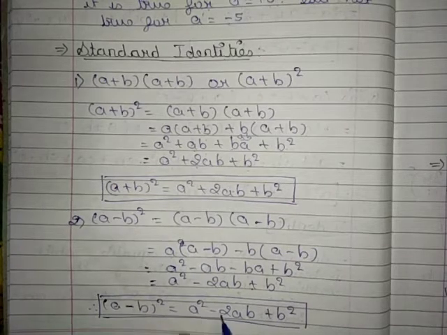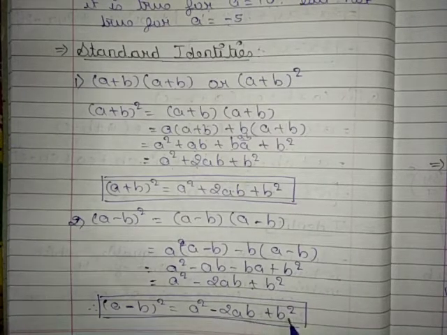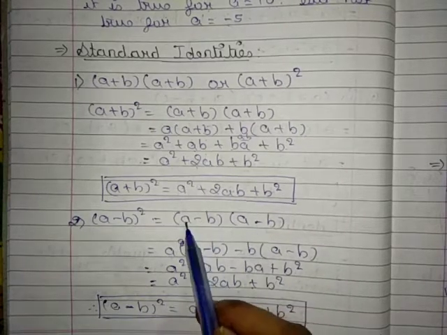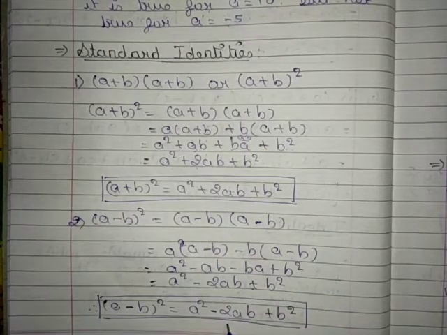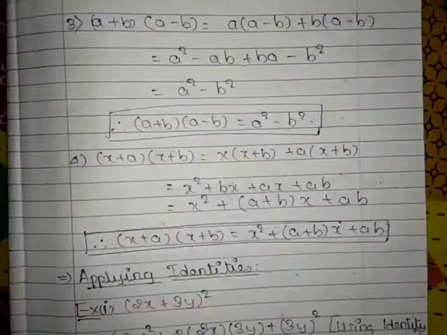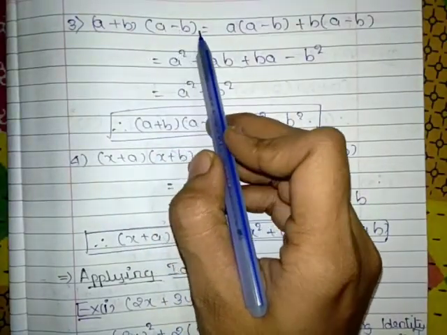If minus is coming, the middle term will be minus 2ab plus b square. So whenever this binomial is coming where these terms are the same along with the sign, then we can use this identity, that is a square minus 2ab plus b square. Our third identity is a plus b multiplied by a minus b.